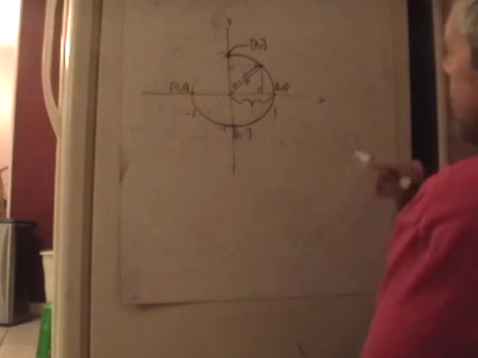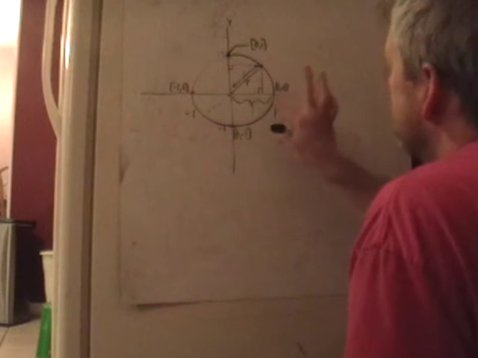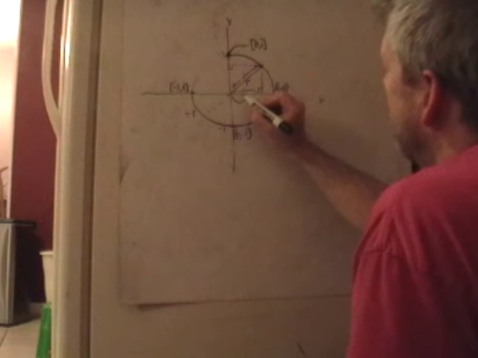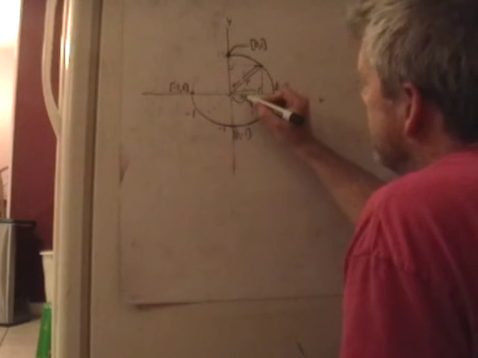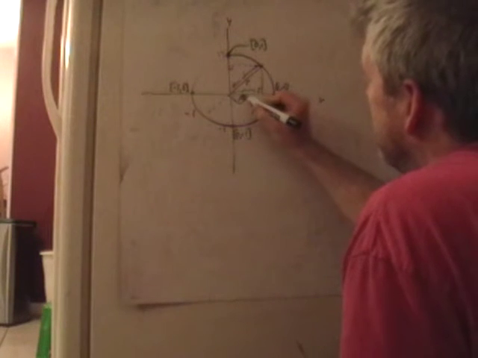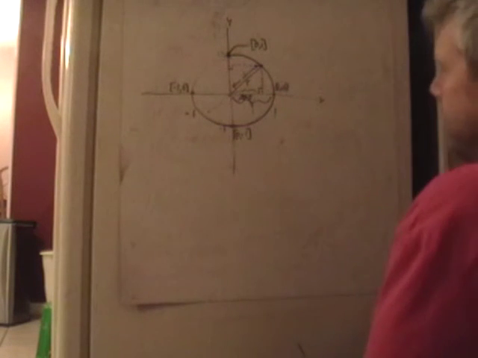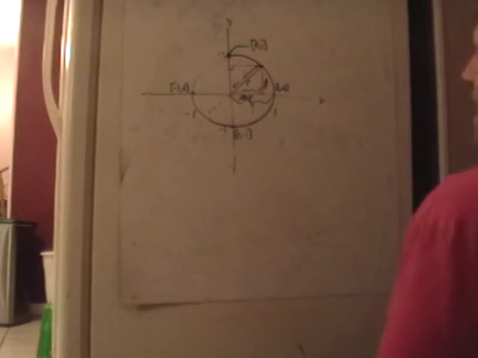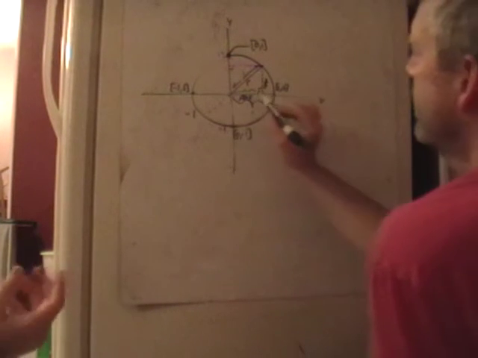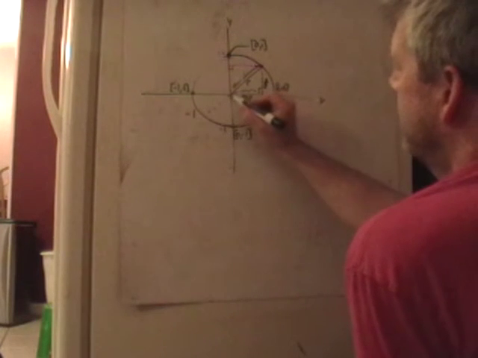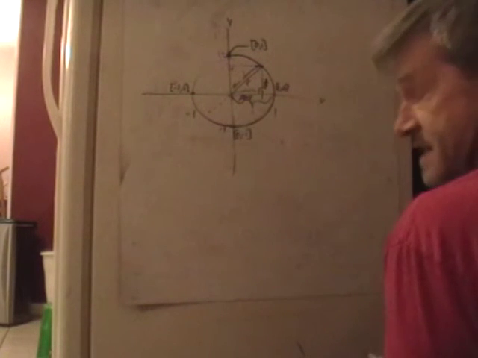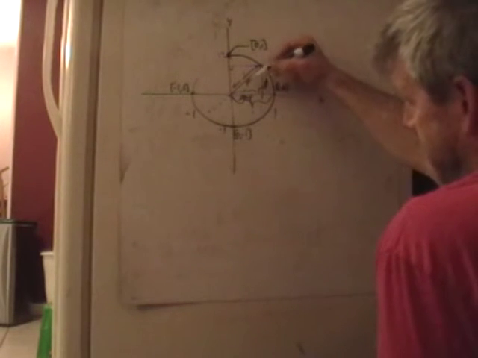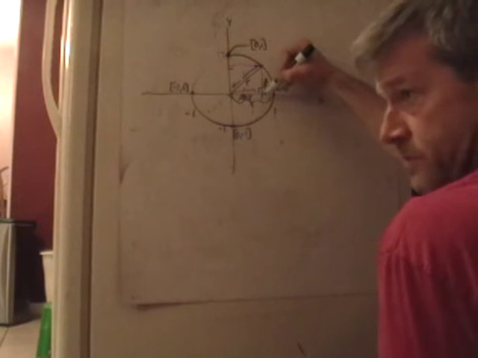Now, this distance here I'll call ADJ, adjacent, for the adjacent side. And this one I'll call OPP for the opposite side. This length of the adjacent side, the term is the projection of the radius onto the x-axis.